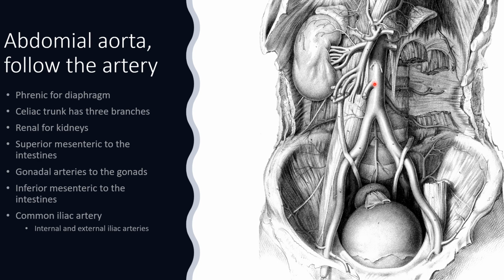And at the bottom, you can see it here, branching off, you'd have the inferior mesenteric artery. And so what you'll notice is the arteries are named a lot of times for the organs that they're going to.